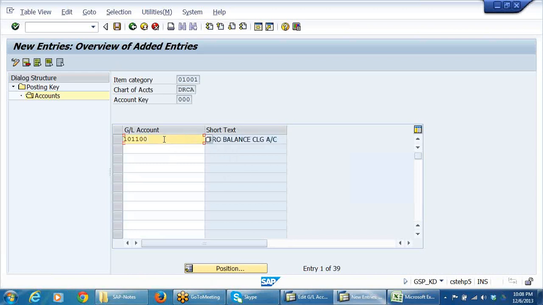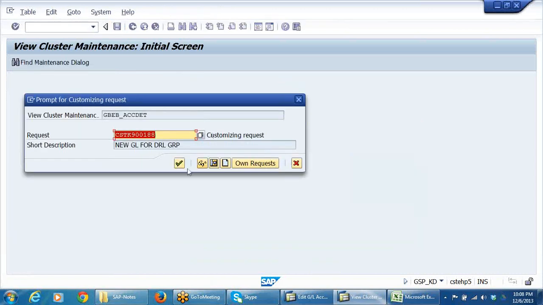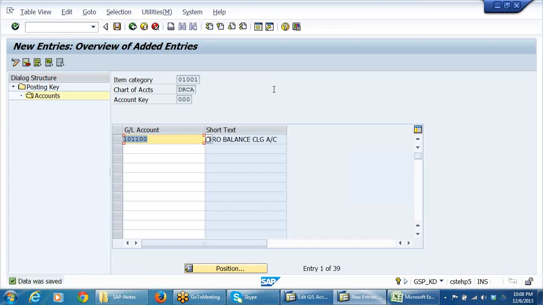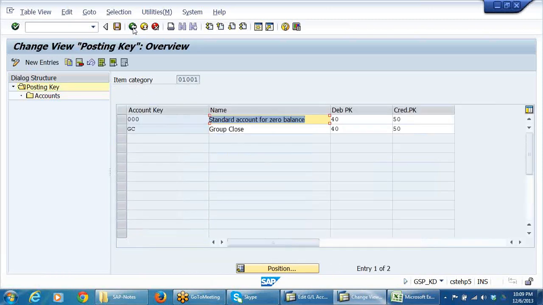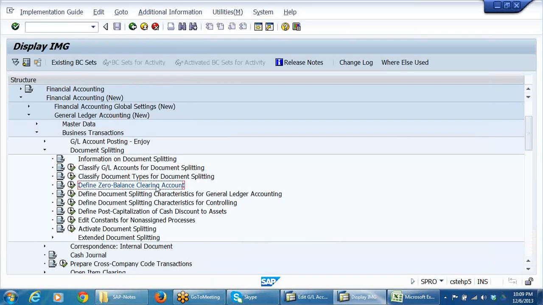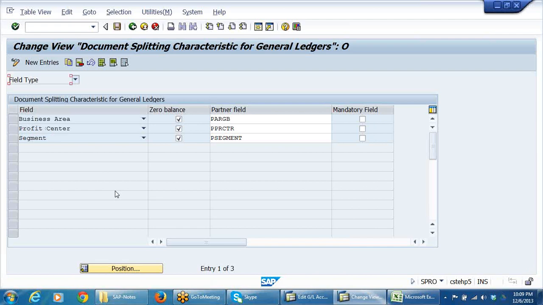So zero balance account is going to be used for the purpose of splitting the document, and if any difference it will be posted here. Define document splitting characteristics for the general ledger accounting. Let's see what this is. So this is the standard one.